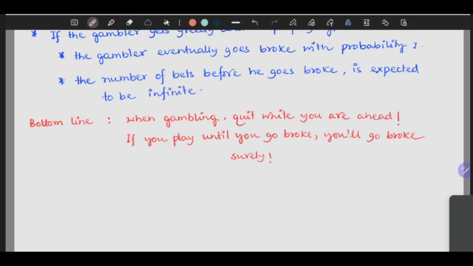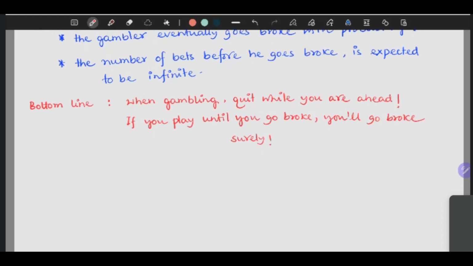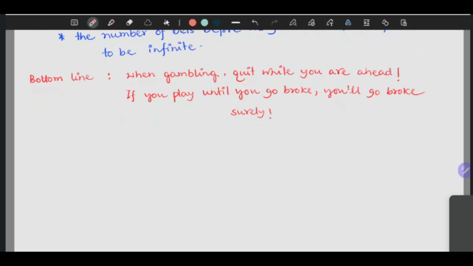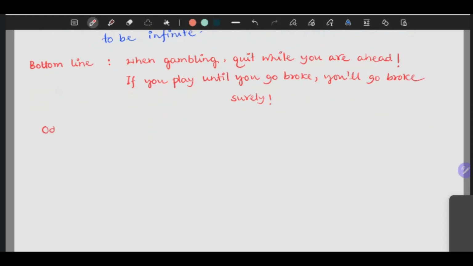But again, this is not the actual scenario, right? If you are in a casino, then the probability of winning and probability of losing is not the same. Okay. Odds are always against us.